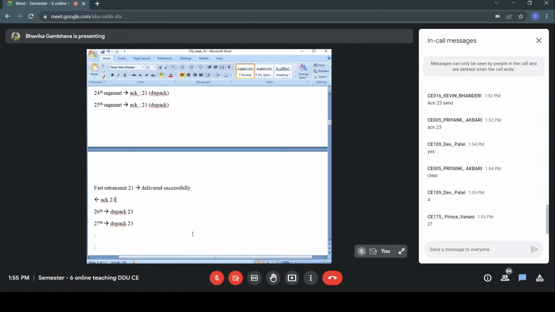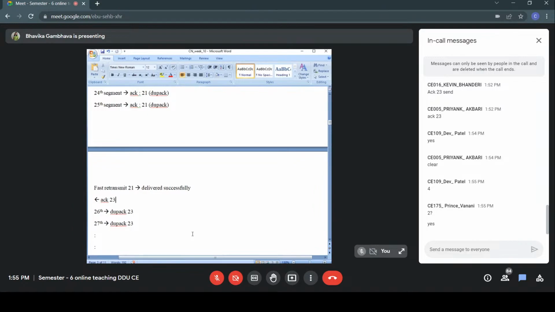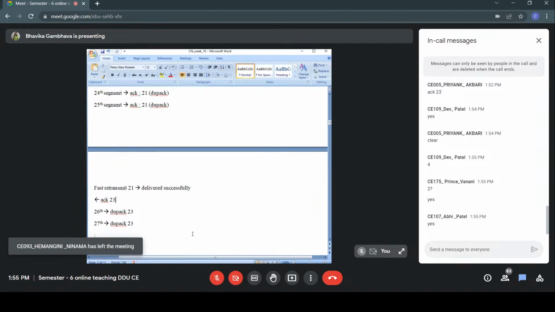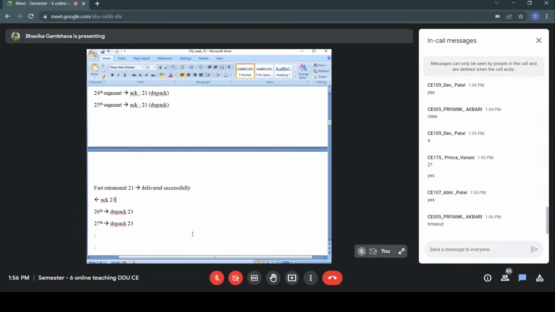Do you agree with this? Then will we fail in this scenario? Will our TCP be unreliable here, or do we have some alternate mechanism? Due to lack of sufficient number of duplicate acknowledgements, we are unable to go for fast retransmission.